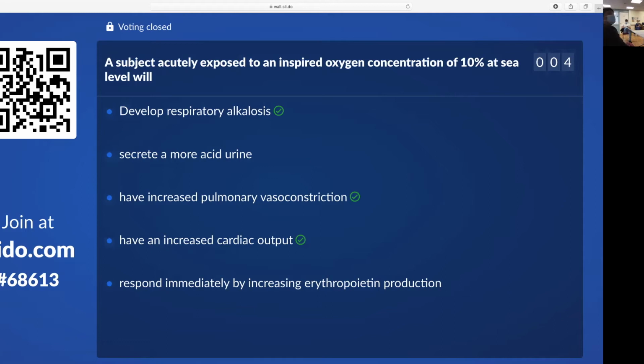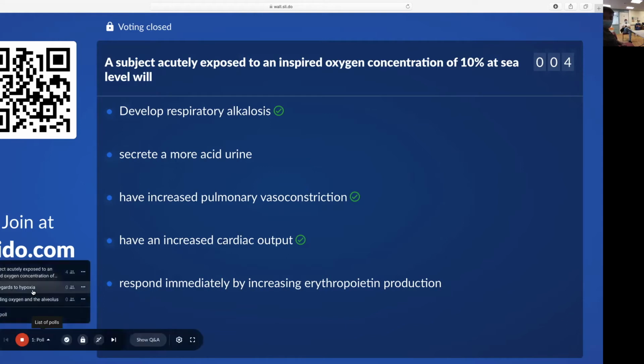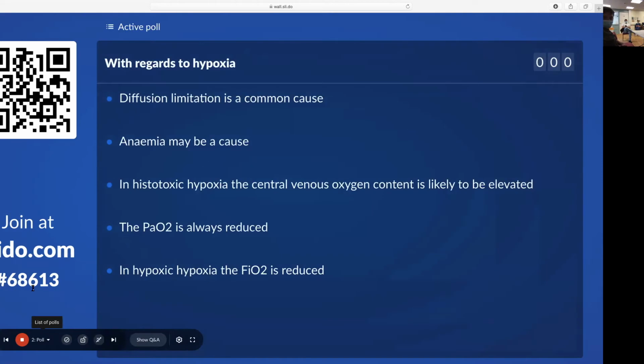Yeah. And then the last one, respond immediately by increasing erythropoietin production. Not immediate, exactly. The key word there is immediate, and it is phrasing of this stuff with FRCA questions. Lovely, okay. Happy to move on to the next one? Mm-hmm. So these are written by me, so apologies. I've managed not to show you the correct answer, which is good. Actually, Paul, go for it.